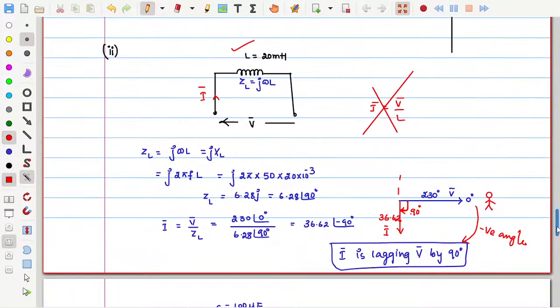In the same way, for an inductor, j omega L is the inductive impedance, which can also be represented as j into XL, where XL is the inductive reactance, equal to omega L, whose units are ohms. So these points should be clear for everyone. Why? Because these are the basic terminology in understanding the AC system. Clear? Okay, thank you.